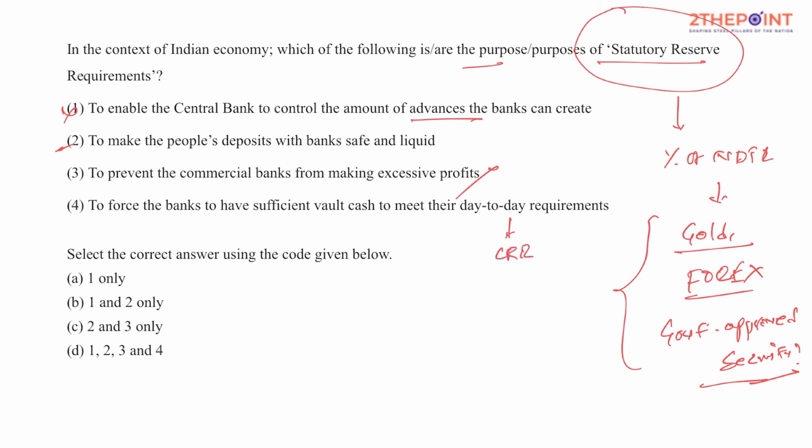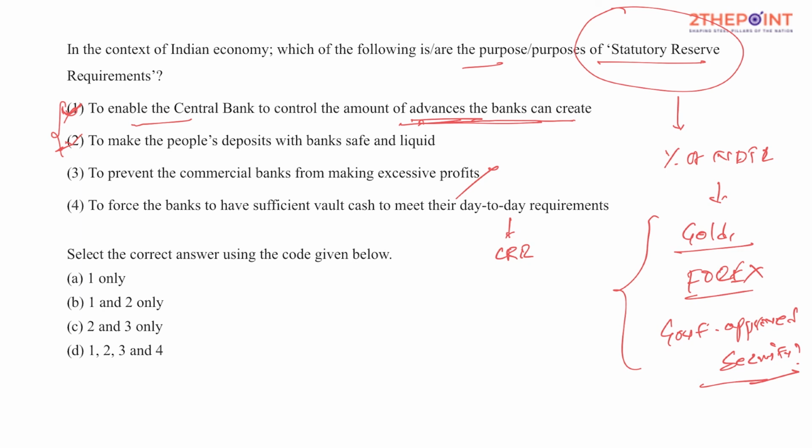So now the question is, in the context of the Indian economy, which of the following is the purpose of statutory requirements? It's to make the people's deposits with banks safe and liquid. Okay, so 2 happens to be to enable the central bank to control the amount of advances the banks can create. The thing is that SLR could also be used to control the loans banks could extend. Henceforth, you could also consider the first and second, isn't it? So the only objective is not this, isn't it?